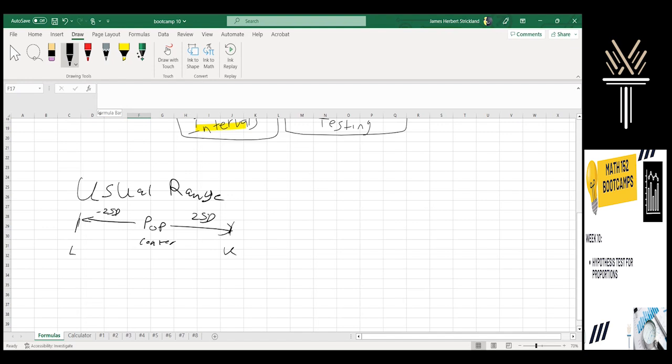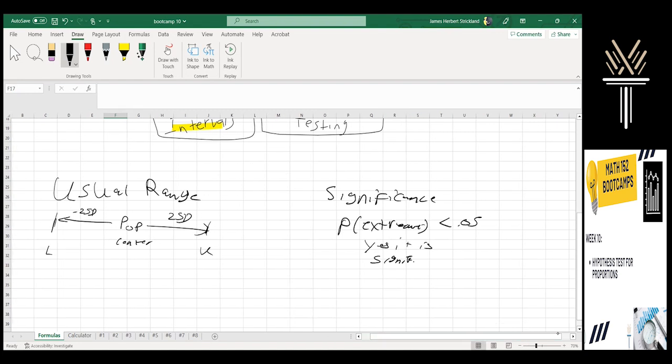The other main method was our significance tests. Again, this is all from test two, in which case we found a probability of an extreme. And if that probability was less than 0.05, we would say, yes, it is significant. In other words, we would find either the area on the left of the curve or the area on the right of the curve, depending on which side of the center we're at, and determine how much area that is.